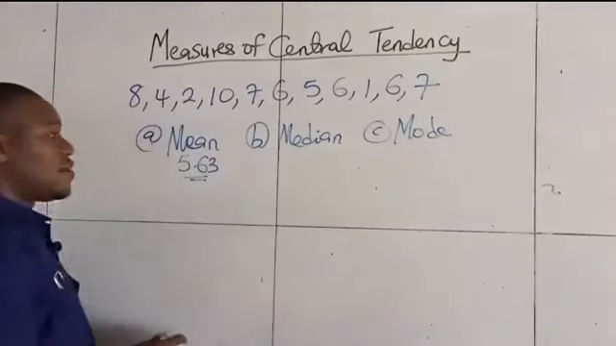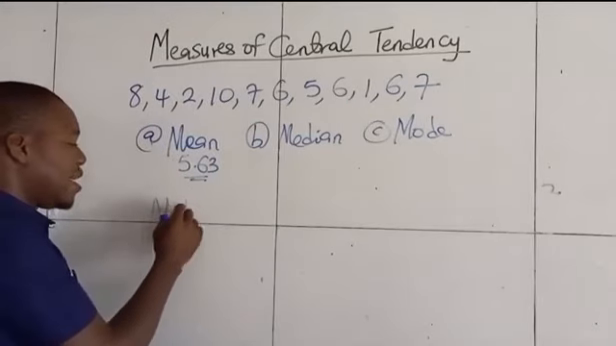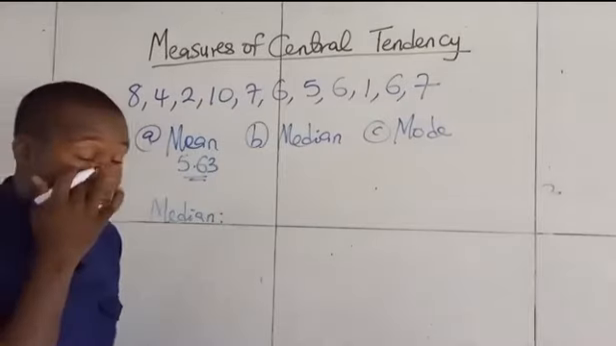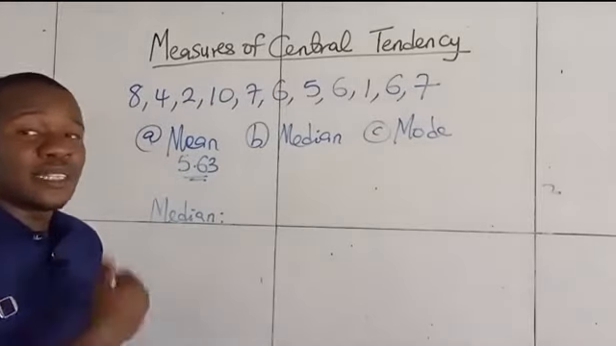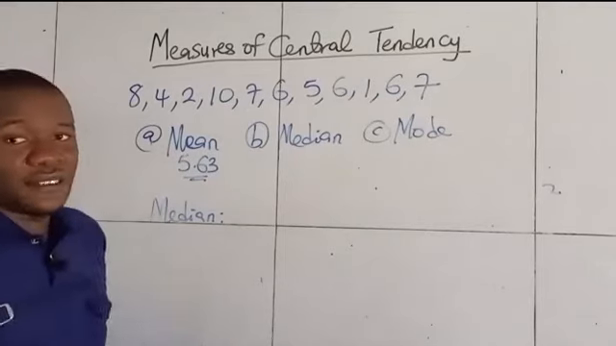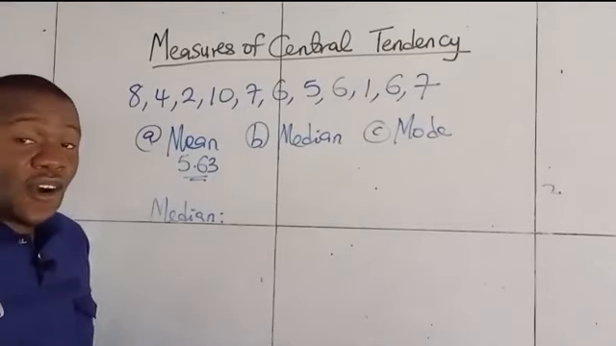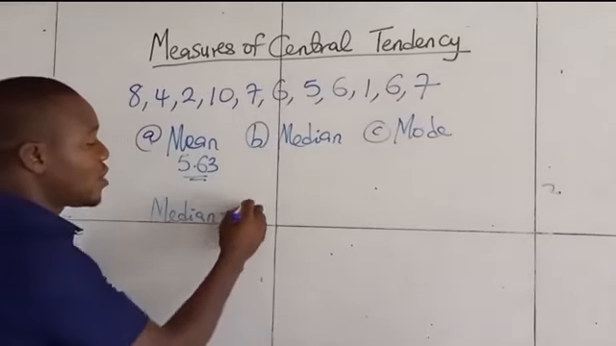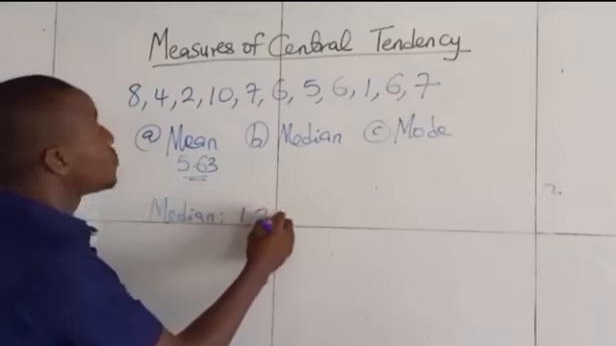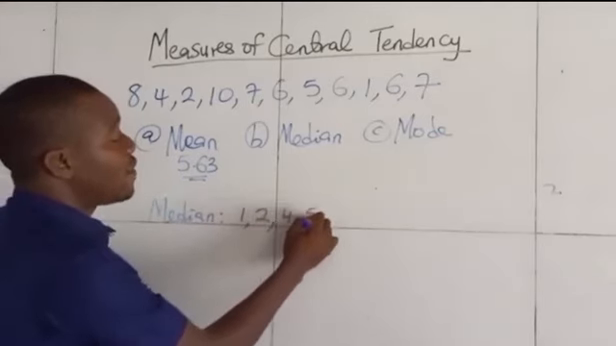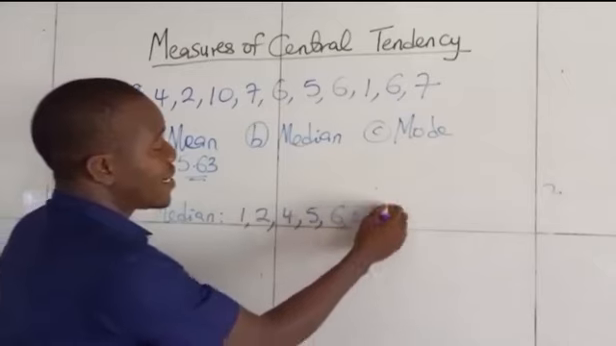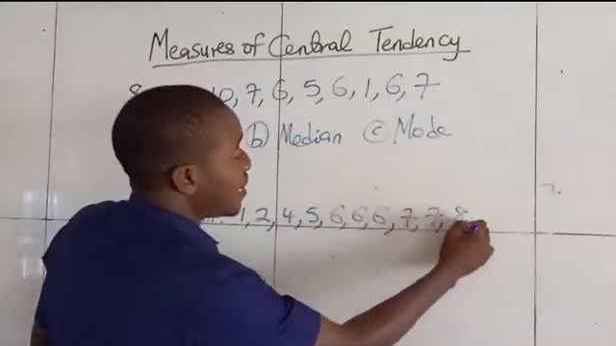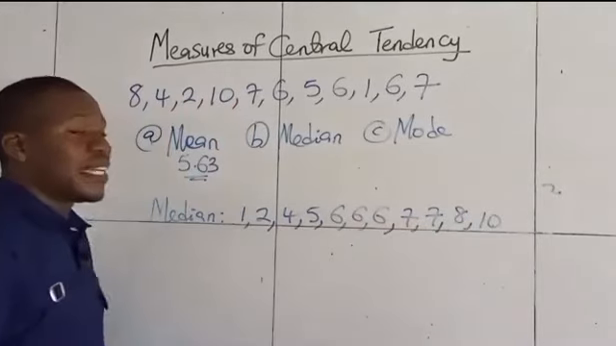The next measure of central tendency is the median. The median is just picking out the number or the score at the middle of the distribution. But very importantly, before you pick out the one at the middle, you must arrange the scores in order from the smallest score to the highest score, or from the highest score to the smallest score. So quickly I arrange the scores from the smallest to the highest. The smallest score there is 1, and I have 2, I have 4, I have 5, I have 6, 6, 6, then I have 7, I have another 7, I have 8, and I have 10. These are all the scores when they are arranged in order.